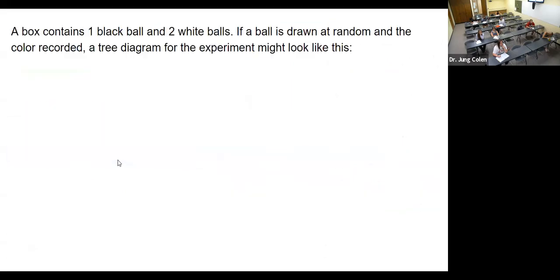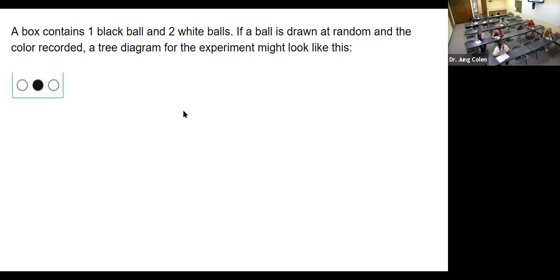Here's another situation. A box contains one black ball and two white balls. A little bit different now, right? Previously we had all three different colors. Now, two balls have the same color, only one ball is a different color. How about you struggle with this one first? If a ball is drawn at random and its color is recorded, okay, we are drawing only one ball. So how will that tree diagram look like?